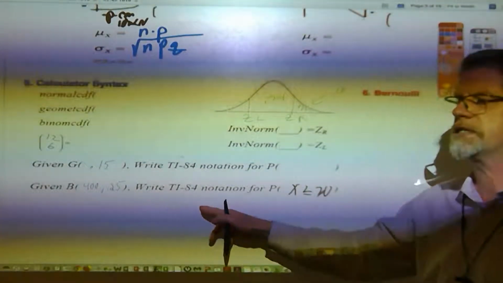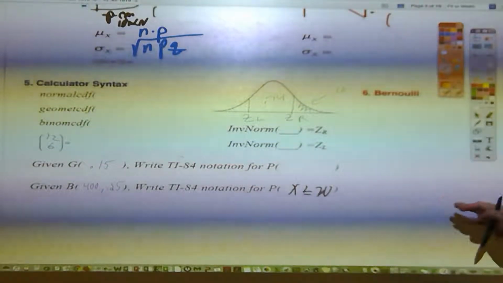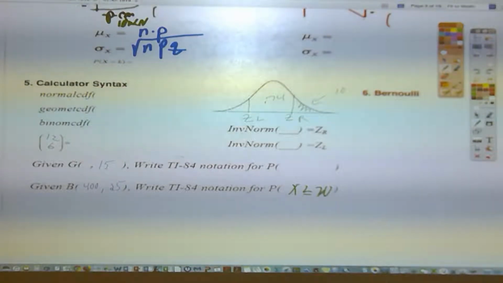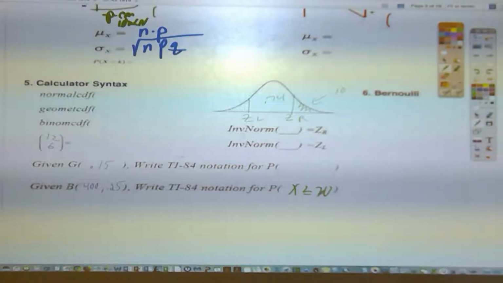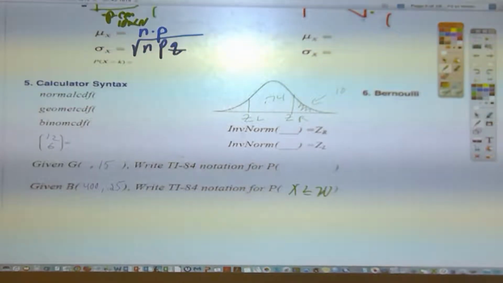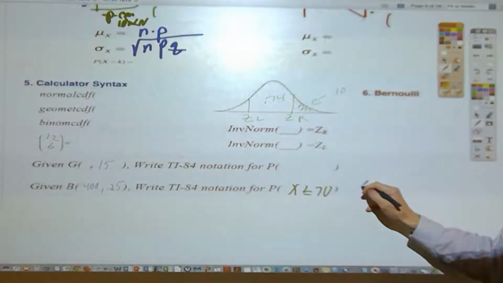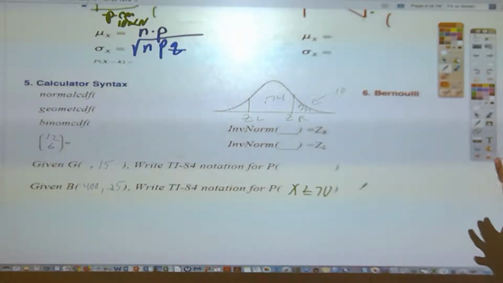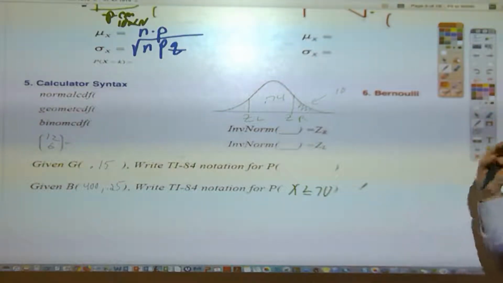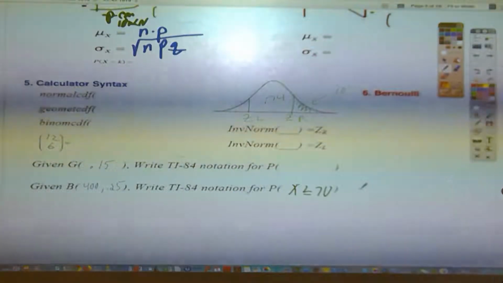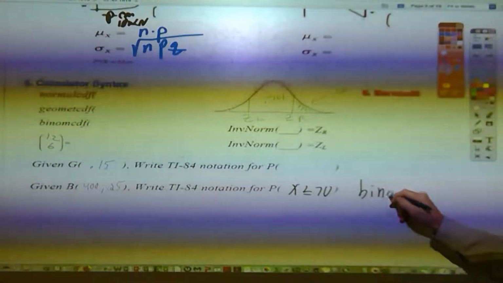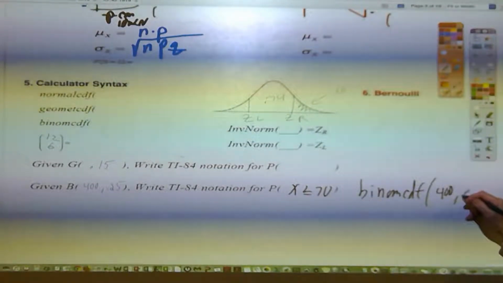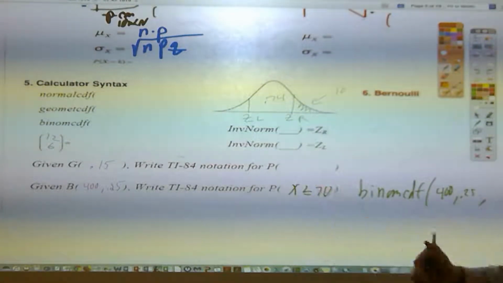Practice using your binomcdf notation. Go ahead and write out, how would you type in the answer to that probability question? Is it gonna be a 1 minus deal or not a 1 minus deal? It's gonna be a not 1 minus deal because it's the left part of the probability distribution. I hope you wrote binomcdf of n, 400, p, 0.25, and all the way from 0 up to and including 70.